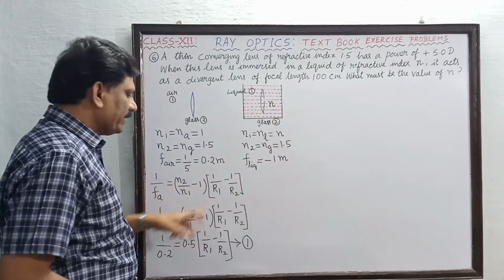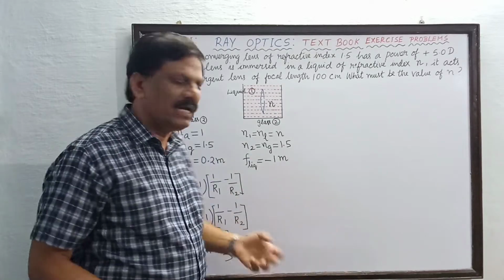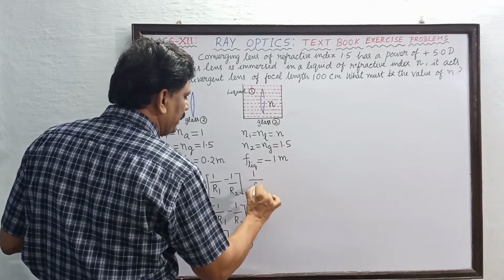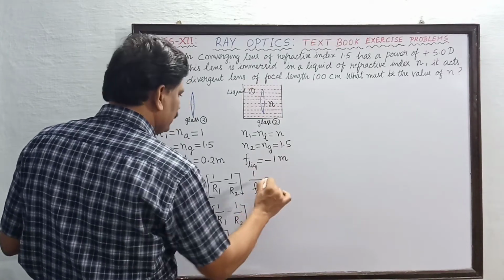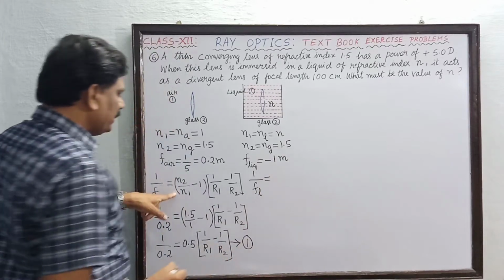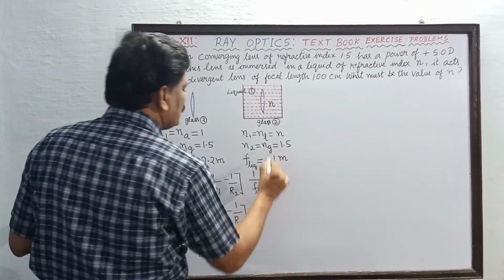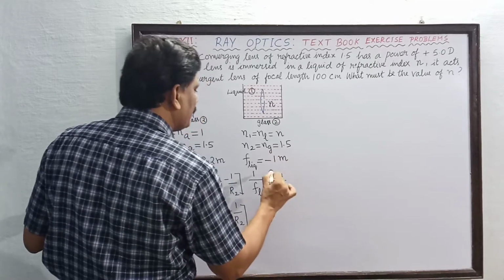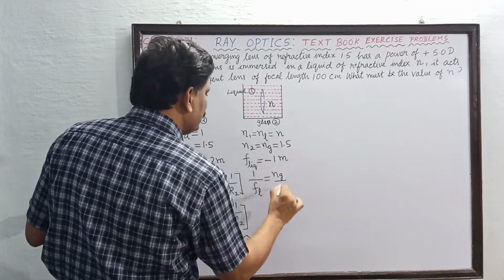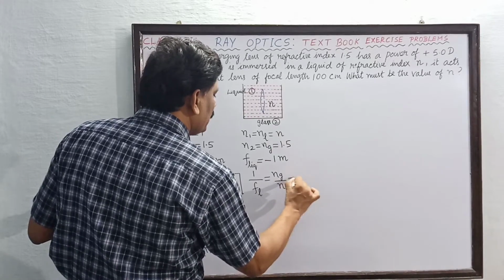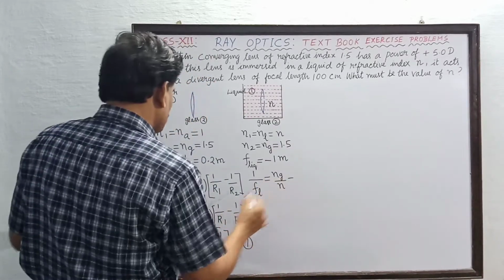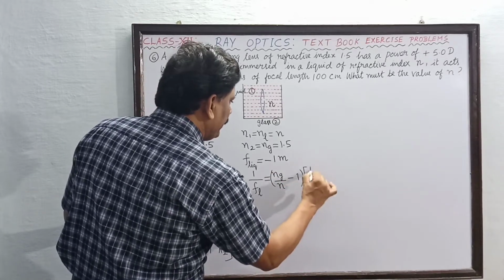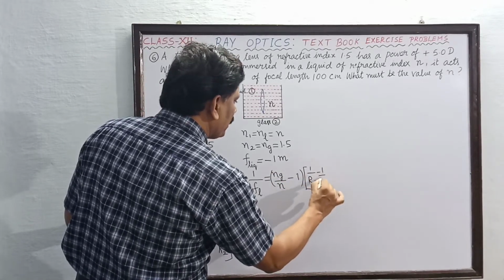Here also it will have the same values of R1 and R2. So in the lens maker's formula, if I substitute, 1 by F liquid is equal to n2 minus n1, so this is n glass divided by n1, which is n liquid, minus 1, into 1 by R1 minus 1 by R2.